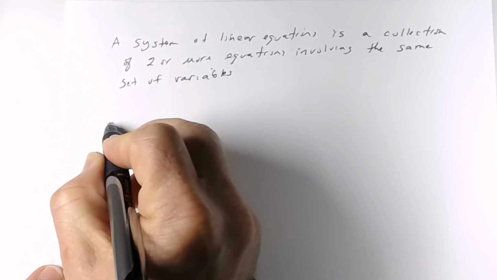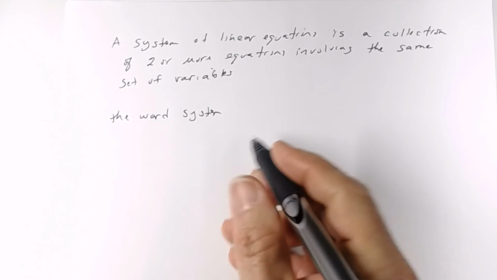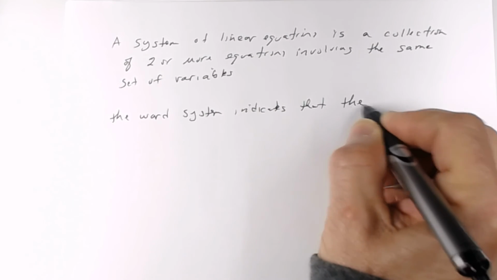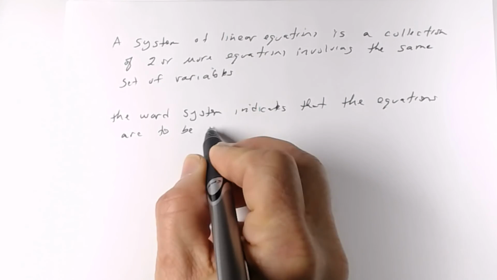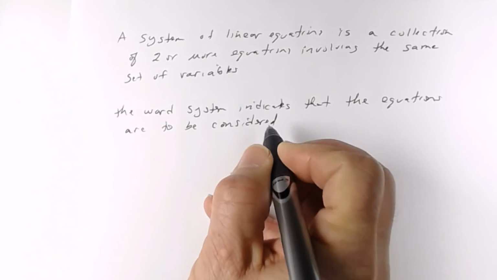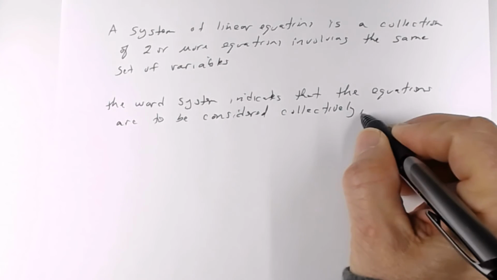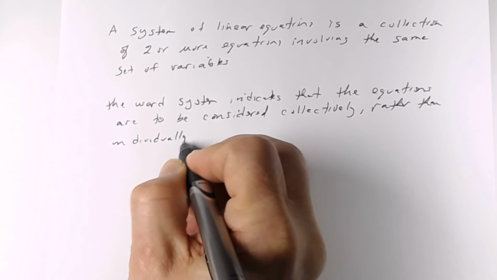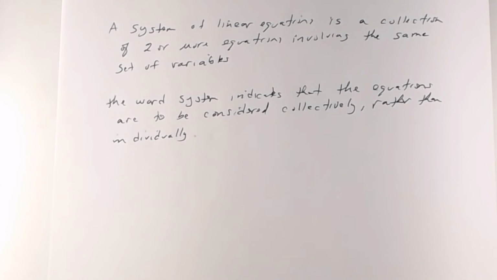The word system indicates that the equations are to be considered collectively rather than individually. So when we talk about a system, you're looking at not just one equation by itself, but for us it's two, so you're looking at two equations together.